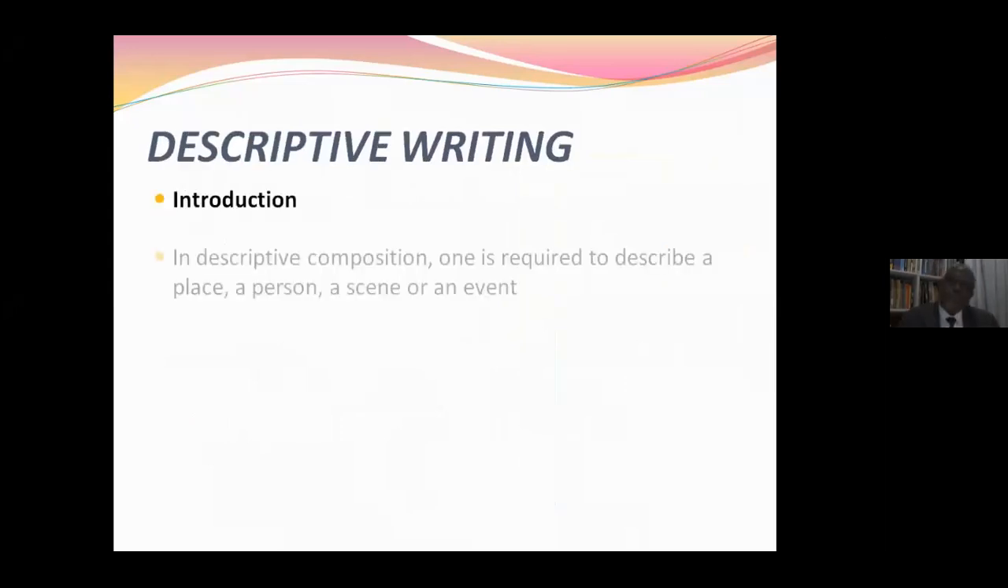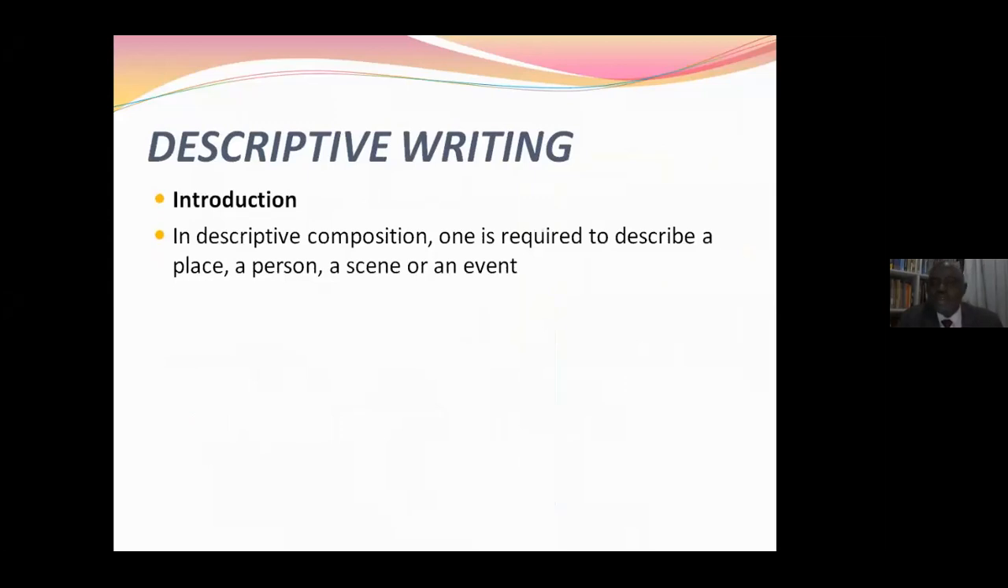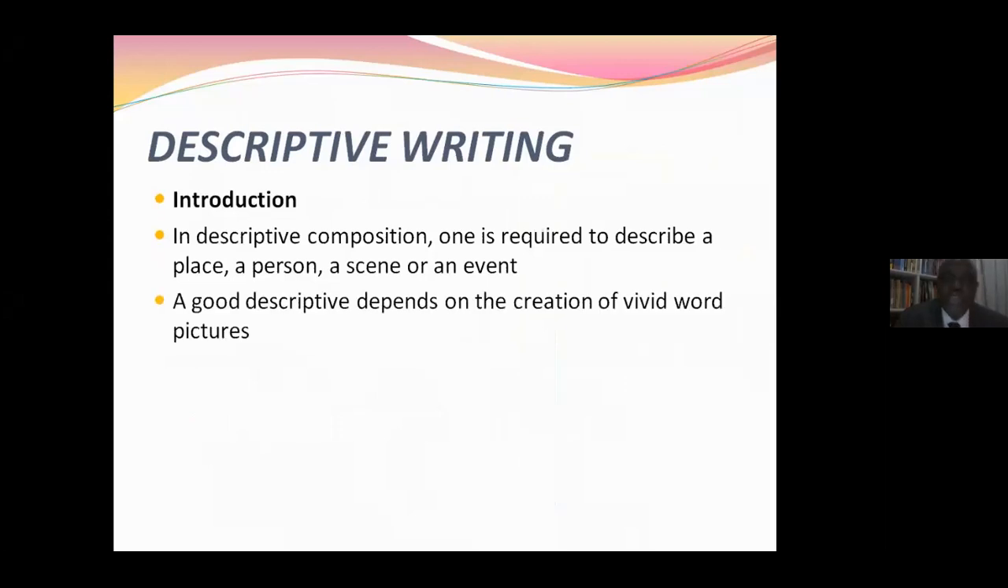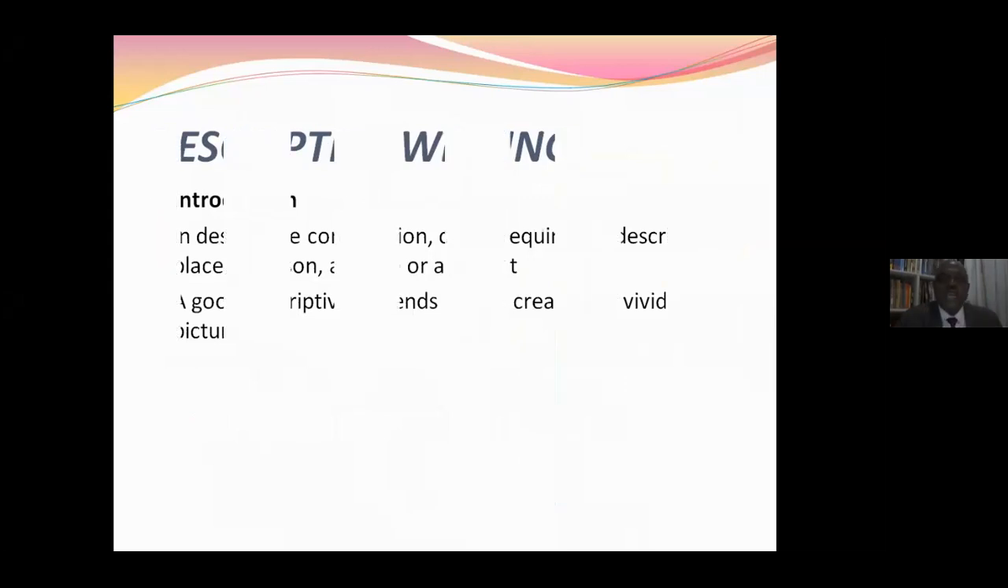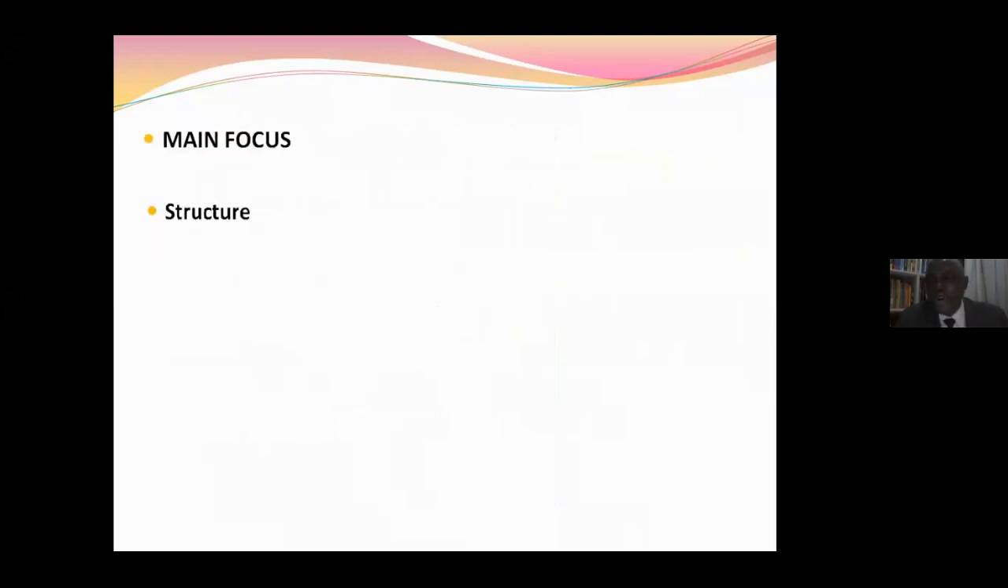A descriptive composition is one that requires you to describe a place, a person, a scene, or an event. A good descriptive depends on a creation of vivid word pictures. We are talking about creating a picture in the mind of the reader. In order to do that, and in order to teach the descriptive composition effectively, what should we focus on?